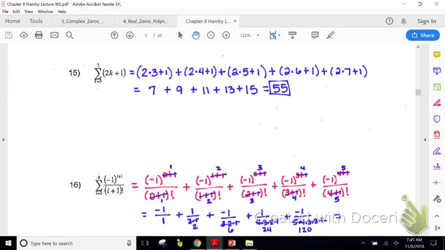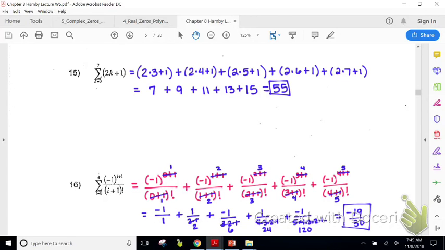And then I just have to add my fractions up. So -1 plus 1/2 minus 1/6 plus 1 over 24 minus 1 over 120. It gives me a repeating decimal. So I'm going to hit math, enter. And it's going to tell me, yes, it's going to tell me -19 over 30.